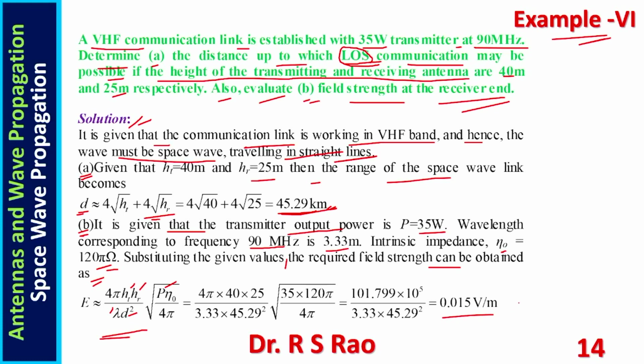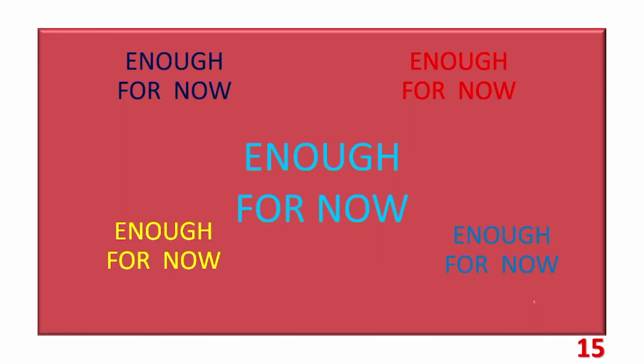0.015 volts per meter. With this, we come to an end of the present session. Hope the session is useful to you. In this session, to recap, we considered several problems and their solutions, which are based on various modes of propagation of electromagnetic waves: ground wave, sky wave, and space wave.